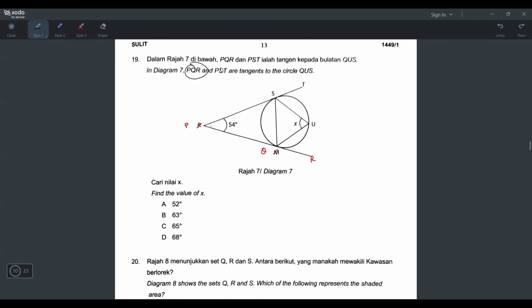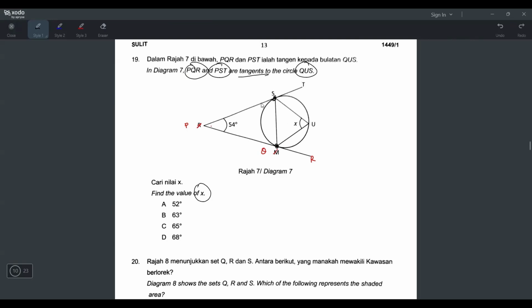In diagram 7, PQR and PST are tangent to the circle at Q and S. So PQR is down here. PST is down here, right? And then tangent to the circle at Q and S. Okay, so this is the circle. Find the value of X. And then X sits here, right? Okay, so they never give you the center. But I know that this is the tangent point, because if this is tangent it means they touch at one point, so tangent point.